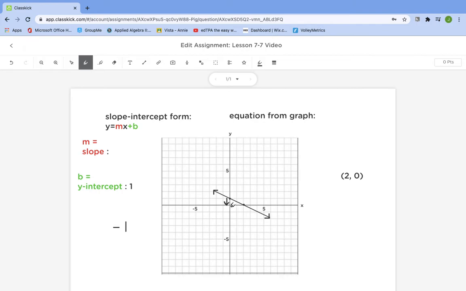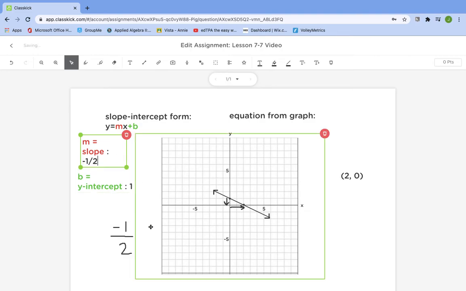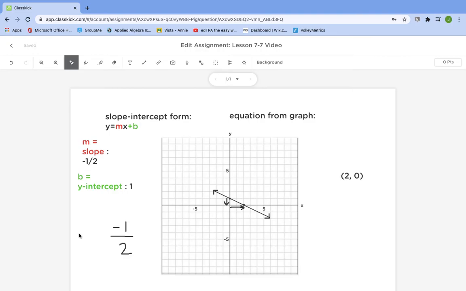Now let's look at our run. We're at the origin, and we go over 1, 2 in order to get to that point. So that means our run is 2, right? Now we have our rise over run, which means we have our slope. Let's write it up here as negative 1/2. If this doesn't make clear sense to you, check back with the worked example, or look back at previous lessons where we worked on rise over run and slope. But by now I think you guys are getting it pretty well.